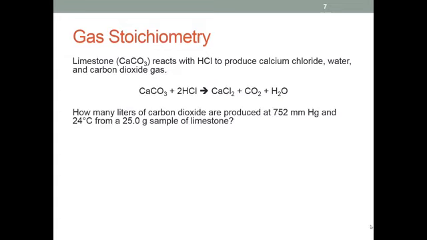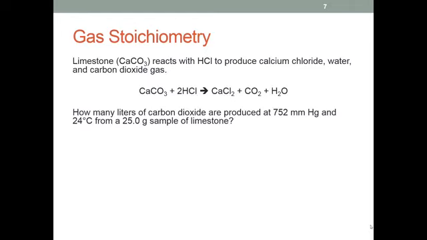Limestone, which is calcium carbonate, reacts with hydrochloric acid, HCl, to produce calcium chloride, water, and carbon dioxide gas. You see the balanced equation for this reaction on the screen, where 1 calcium carbonate reacts with 2 hydrochloric acid to produce 1 calcium chloride, 1 carbon dioxide gas, and 1 mole of water vapor. The question: how many liters of carbon dioxide are produced at 752 millimeters of mercury and 24 degrees Celsius from a 25 gram sample of limestone, which is calcium carbonate?